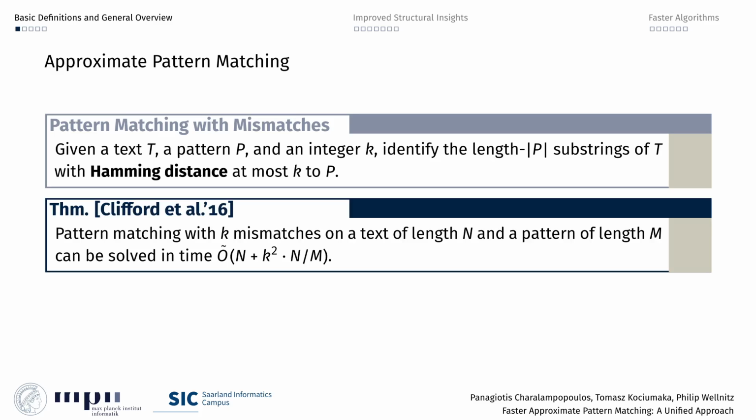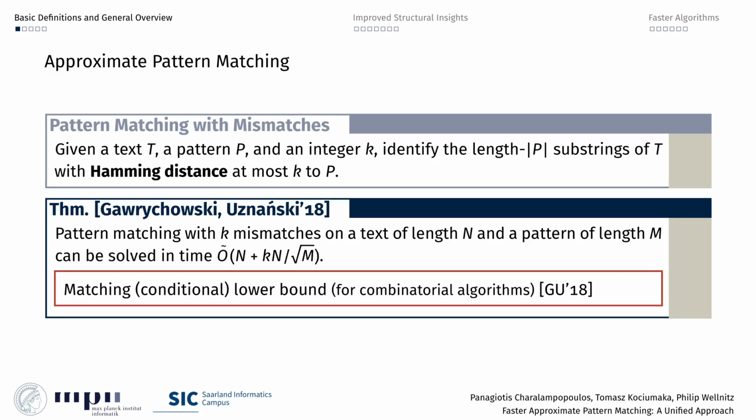Naturally, we're not the first ones to study this problem, so let me quickly highlight some of the flagship results. After a long line of research, Clifford et al. gave an algorithm solving this problem in time linear in the length of the text, roughly quadratic in the number of mismatches allowed. In 2018, Gawrychowski and Uznański gave an algorithm improving upon this for some choice of n, m, and k. They also proved that their algorithm is essentially optimal by designing a matching conditional lower bound. Hence, you could say that pattern matching with mismatches is essentially fully understood.